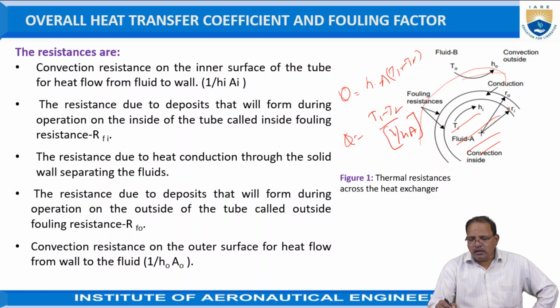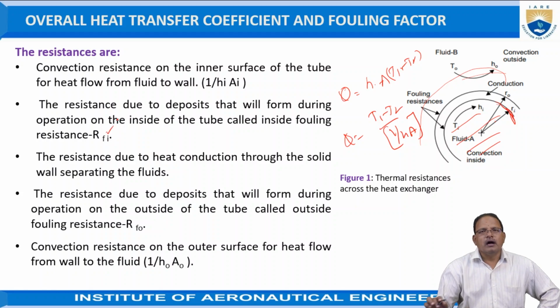Similarly, scale is also formed at the inner surface because of irregular maintenance, not done according to schedule. So the scaling also prevents the heat energy flow from the higher temperature fluid to the lower temperature fluid. Because of forming a deposit, that is called scaling. The resistance due to the deposit that forms during operation on the inside of the tube is called inside fouling resistance. Generally it is represented as R_fi.